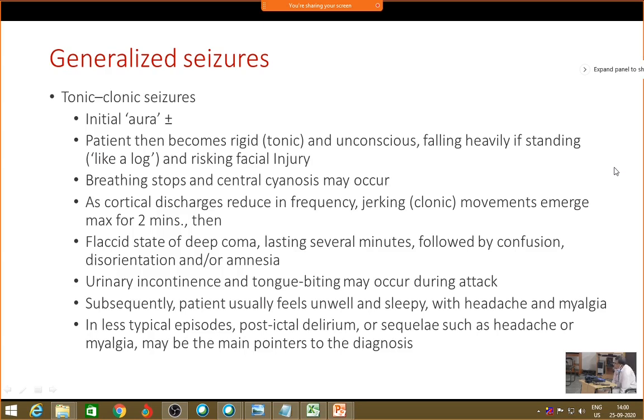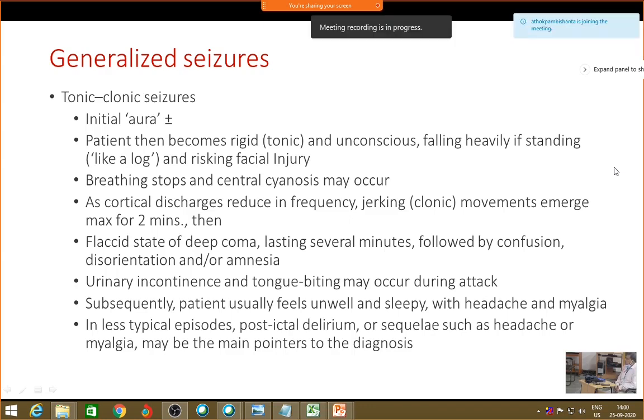So we continue with the lecture on seizures and epilepsy. I think I stopped at the clinical features of a generalized tonic-clonic seizure.